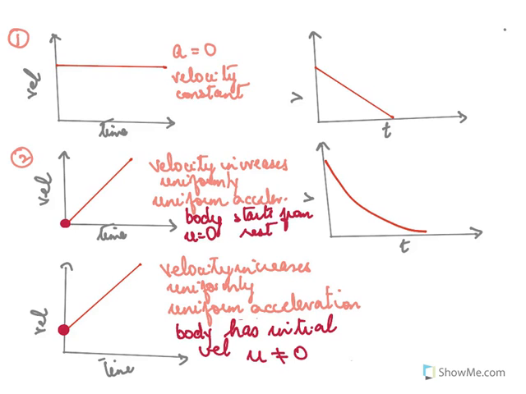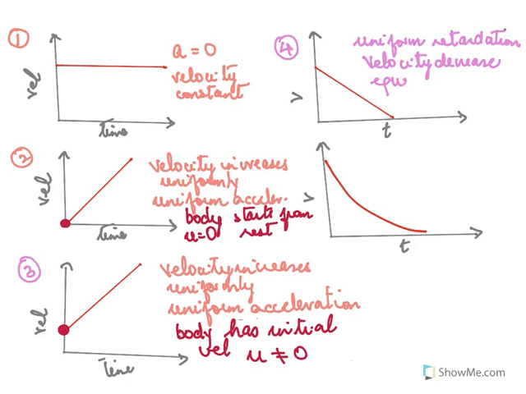Now in this was the second case, this was the third case, now we go on to the fourth case. Here there is retardation, there is a decrease in velocity. So there is a retardation, but uniform retardation, it's a straight line. Equal amounts in equal intervals of time, the velocity decreases. There is a decrease in velocity, but equal amount in equal time.